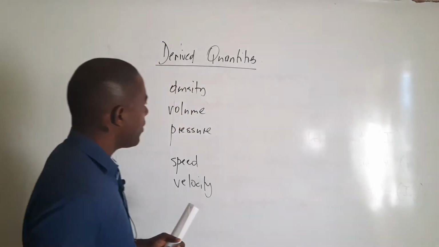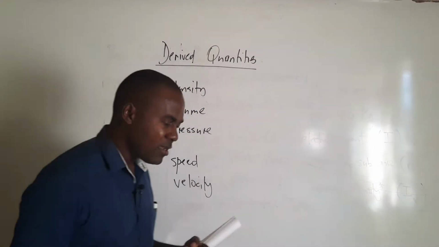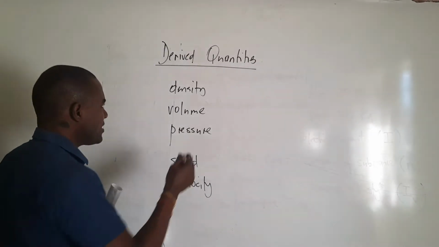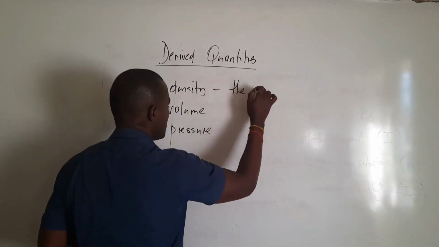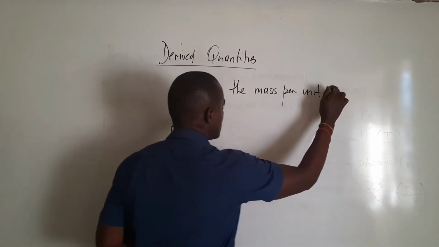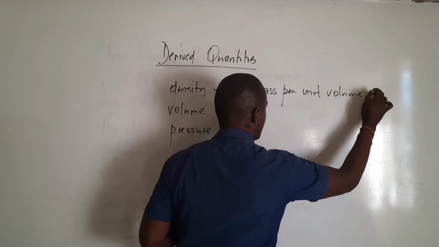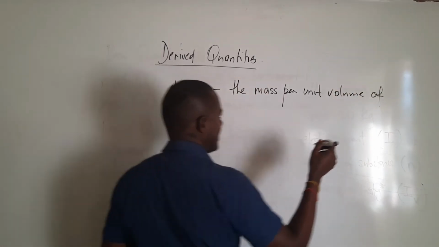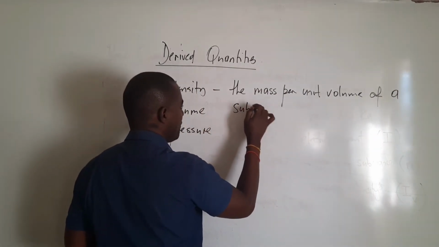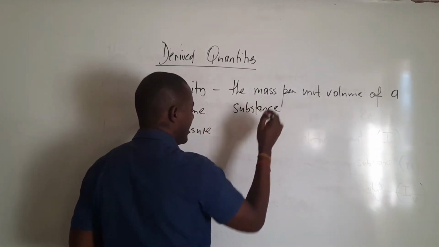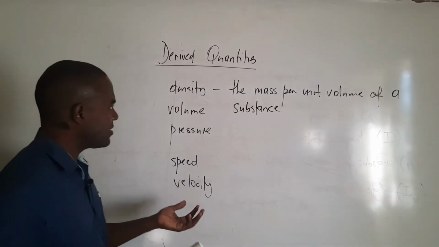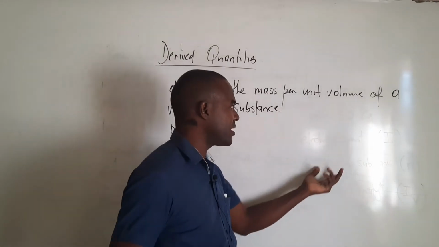Now, derived quantities usually have a definition. For instance, what is density? Density is the mass per unit volume of a substance. So if you're asked to define density, you would basically write something to the effect of: density is the mass per unit volume of a substance, right?